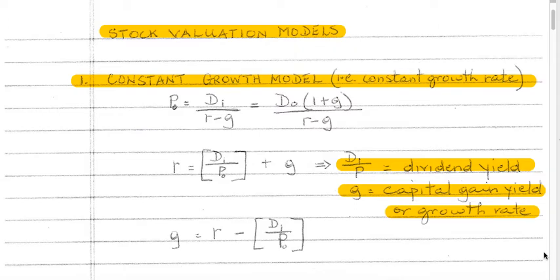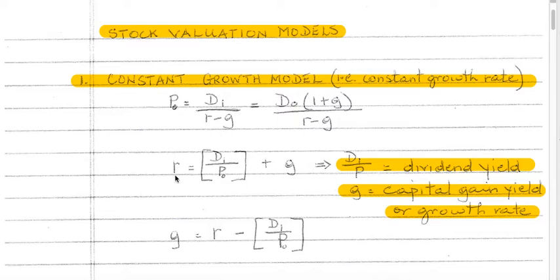I want you to always ensure that you have either D1 or D0. If you have D1, then the formula is just D1 over R minus G. D1 is when the dividend is expected to be paid. D0, on the other hand, is when you have a dividend that has already been paid. So you need to always check and ask yourself, am I given D1 or am I given D0?